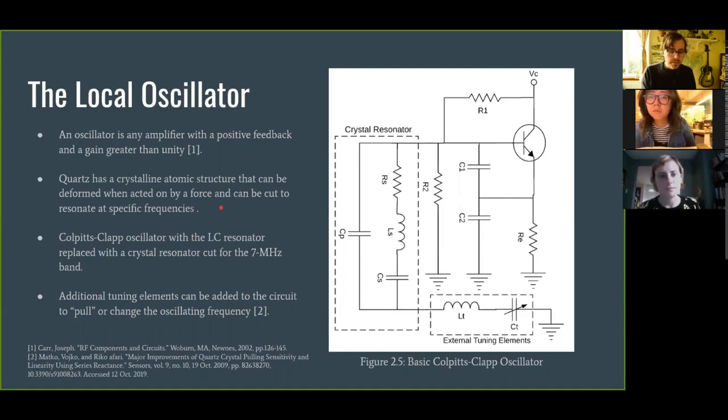Additionally, quartz has a crystalline atomic structure that we can actually cut to resonate at a specific frequency. So we can use this. This is a model of a crystal resonator over here, but if I put this in line, we can force this oscillation frequency to oscillate at the frequency that this crystal is cut for. So a really fascinating use of quartz crystals.